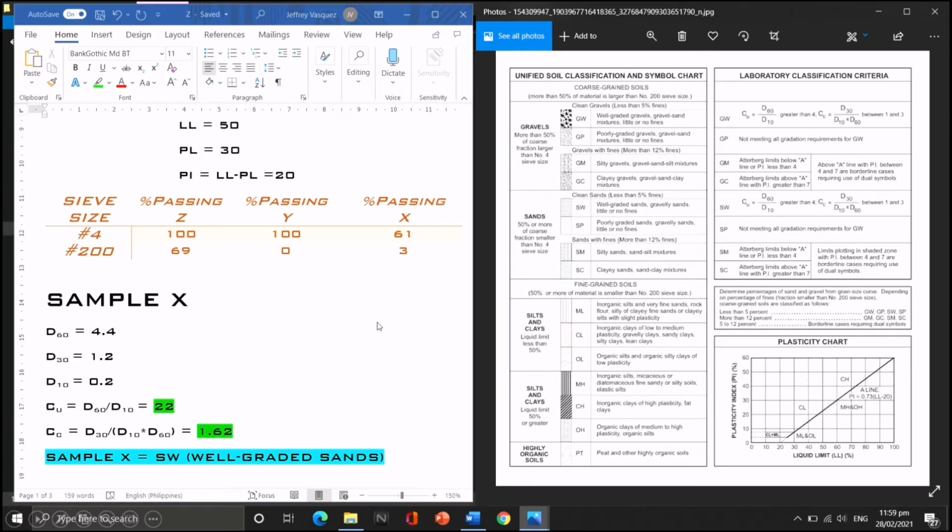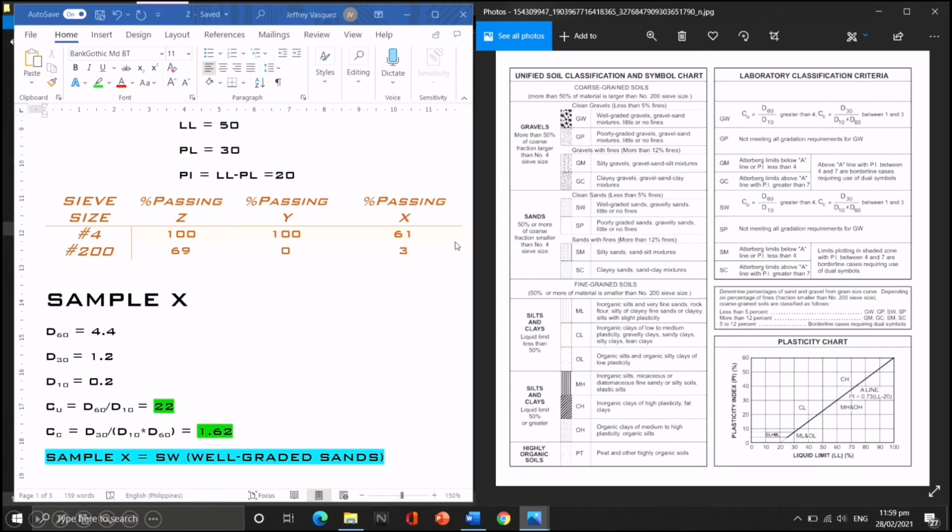And sa sample X naman tayo. So, identify muna natin kung coarse ba or fine. Meron tayong 3% na passing, which is mas maraming hindi na-pass. So, it belongs to coarse-grained soils. And identify natin kung gravel or sands sa retain ratio natin. So, 100 minus 61 is equals to 39. Tapos, 100 minus 3 is equals to 97. So, 39 over 97 is approximately equal to 40%.